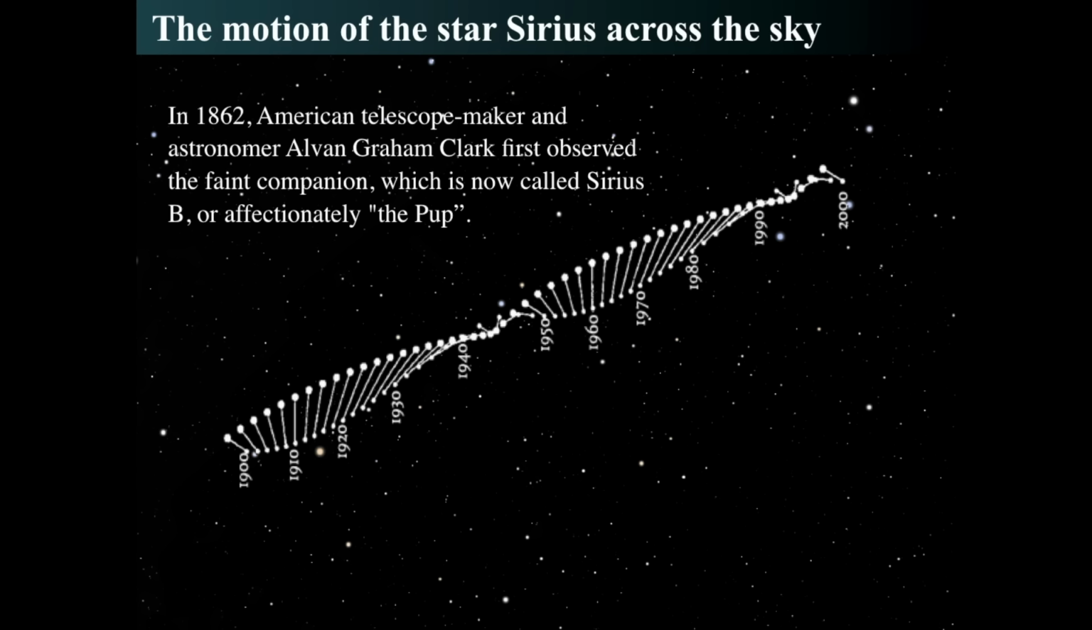In 1862, Alvan Graham Clark observed the faint companion, which he called the pup, which is very cute, because it's Sirius B. Sirius B means the second star in a multi-stellar system. If it's a double star, we always start with the primary star, which we call A, and the second star we call B. To distinguish it from planetary systems, we use a capital B instead. The binary companion, the dim companion to Sirius in the sky, is called the pup, and it is Sirius B.